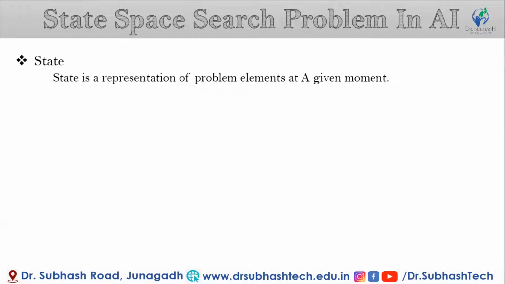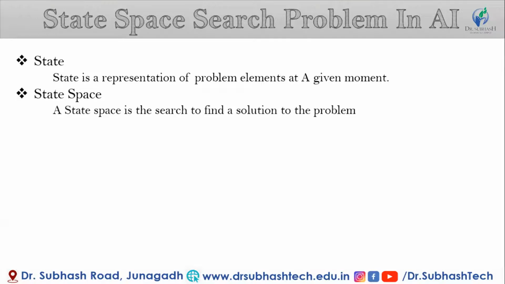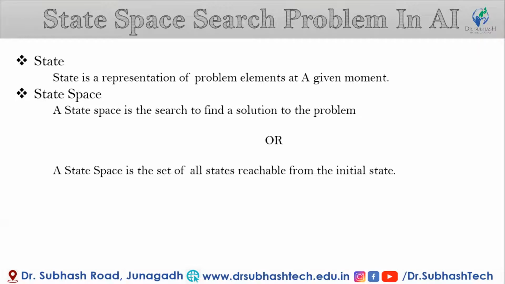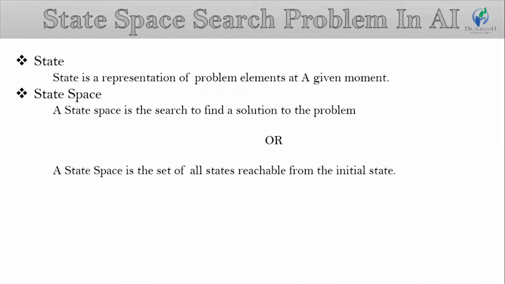First, I have defined the state. State is a representation of problem element at a given moment. Next is state space. A state space is the search to find a solution to the problem, or we can say a state space is a set of all states reachable from the initial state. Based on that, we can say a state space is search to find a solution to the problem.